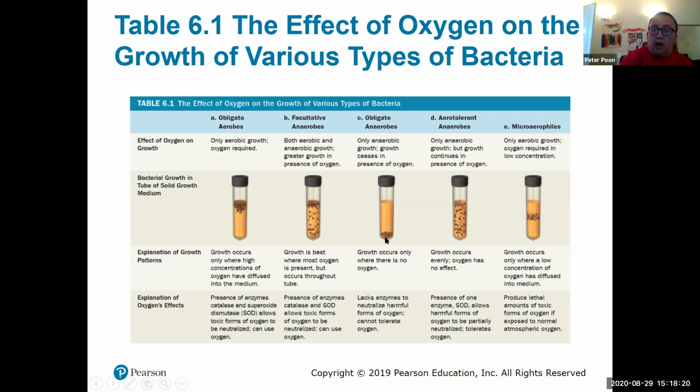We'll skip here. These are obligate anaerobes. They cannot tolerate any oxygen, so they only grow without oxygen. Now, top of the vial, bottom of the vial. Facultative anaerobes would prefer aerobic growth, but they can live without it. So there are more of them near the top, but some on the bottom, because they grow better near the top but still grow on the bottom.